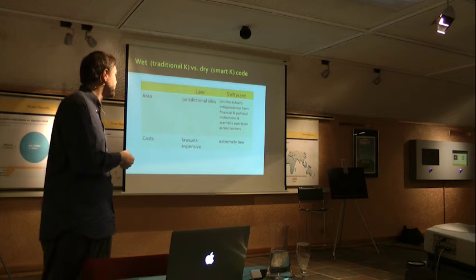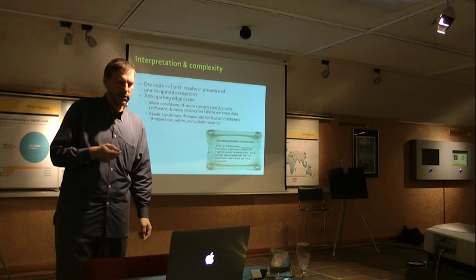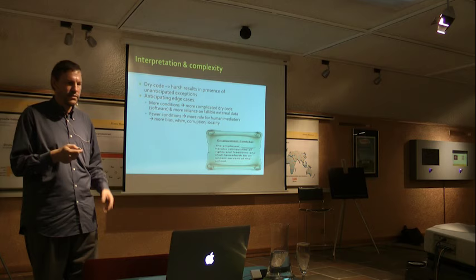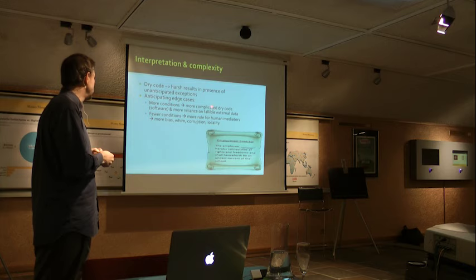Okay, dry code. Dry code can have harsh consequences in the case of unanticipated exceptions. It can do some harsh things because it's very rigid. Anticipating edge cases. So this is a trade-off. Anticipating edge cases is a trade-off made both in traditional law and in smart contracts. When you have more conditions, you have more complicated code, and this could be wet code too. This is the trade-off in both areas.